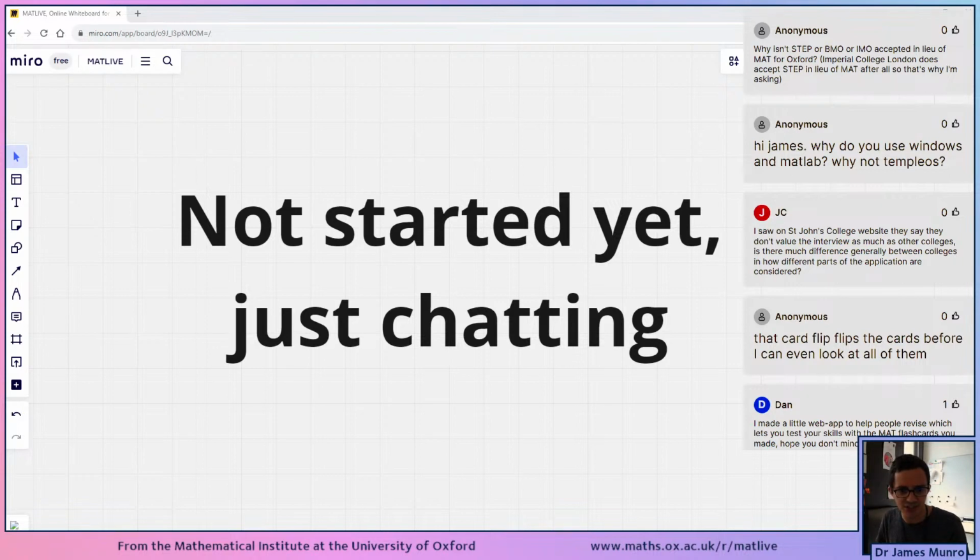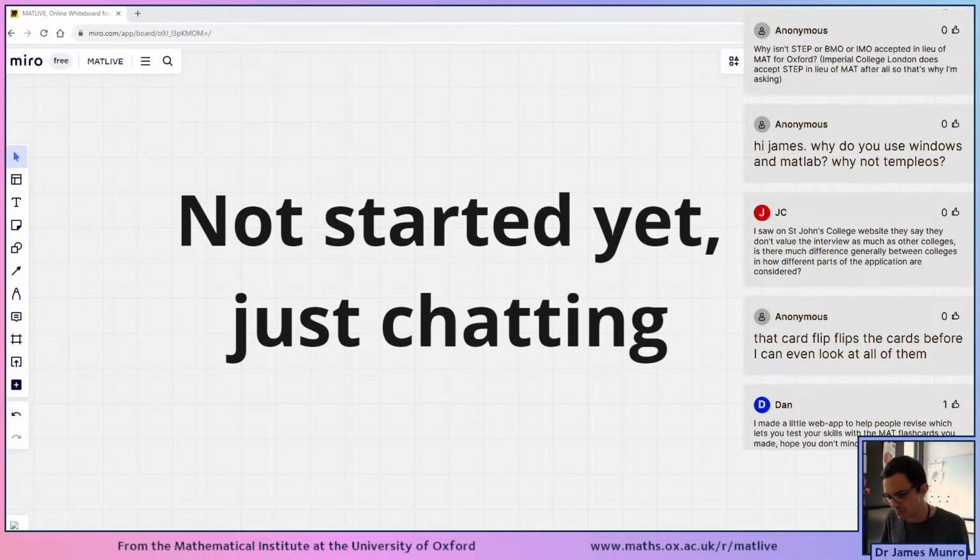Why don't we accept STEP or BMO or IMO instead of MAT? Yeah, so for us, we think STEP happens too late in the year. We want to make all of our decisions by January, and we don't really want to make them conditional on STEP because we want to have made pretty much the right number of offers there.